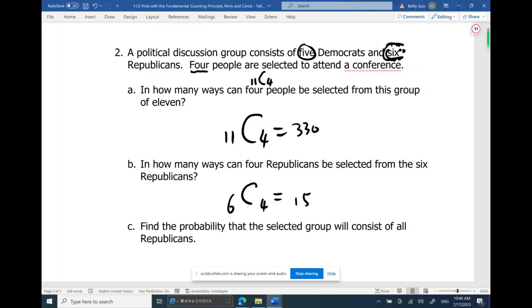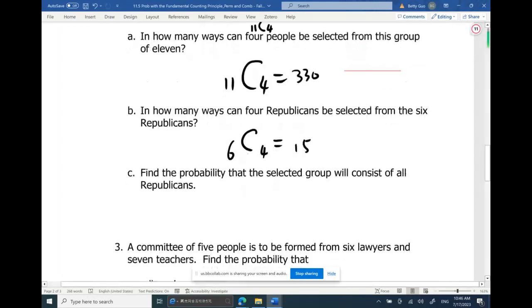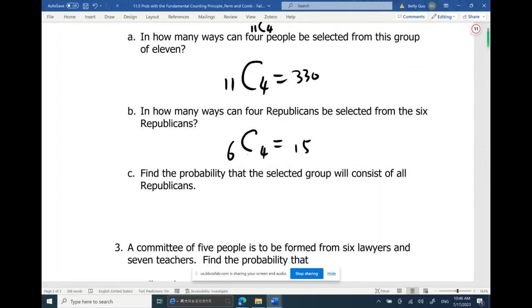6 times 5 divided by 2. Part C, find the probability. So the first 2 parts are not finding probability. The first two parts actually are to get us ready for part C. Part C is to find the probability that the selected group will consist of all Republicans.